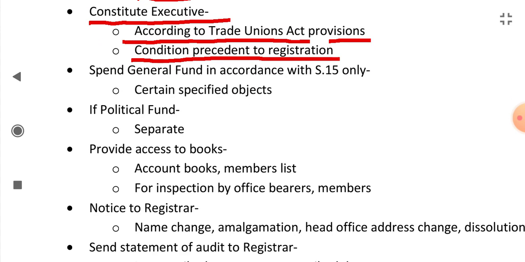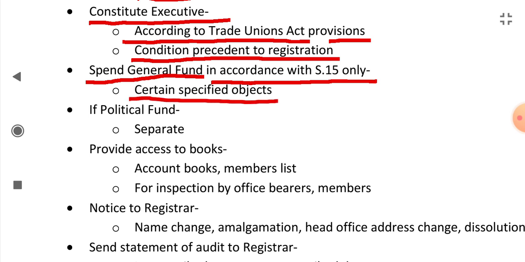Next duty is to spend general funds in accordance with section 15 only. In section 15 there are certain specified objects, like the general fund can be spent on the salary allowances of the office bearers, on legal proceedings, on the conduct of trade dispute, or to give compensation to the members or dependents for the loss in trade dispute. Okay, we have seen these objects in the rights of registered trade union in the previous topic.